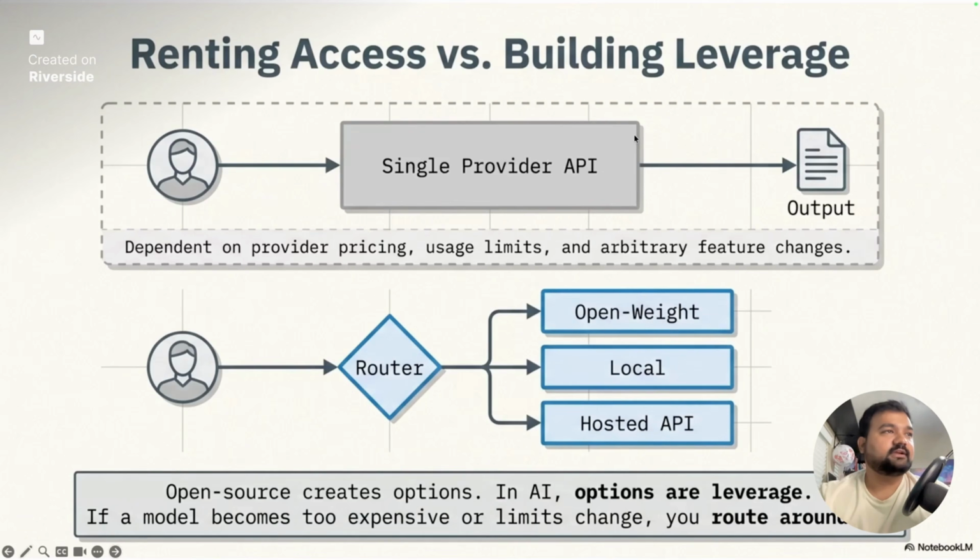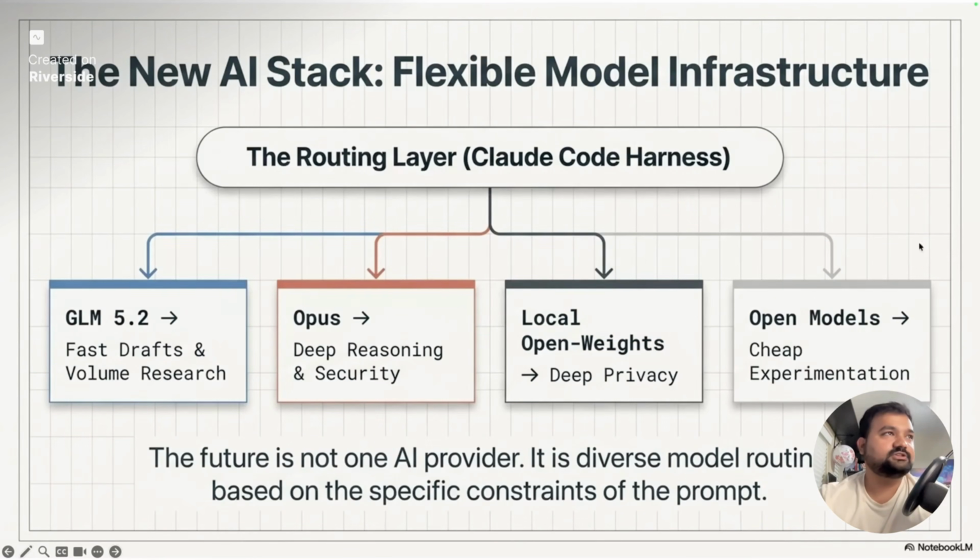So, the new AI stack. Let's talk about the new AI stack, which is flexible model infrastructure. This is how I think the new AI stack will work. At the top, you have the routing layer. In this case, Claude Code acts like a harness. So that is what I told you at the start of the video. Then underneath that, you can choose the right model based on the task: GLM 5.2 for fast drafts and volume research, Opus for deep reasoning and security, local open-weight models for privacy, and other open models for cheaper experimentation.